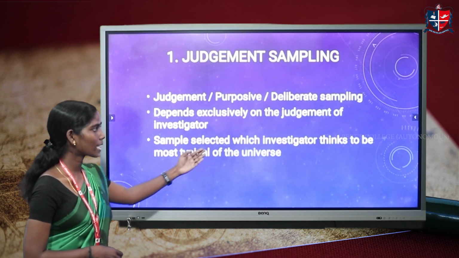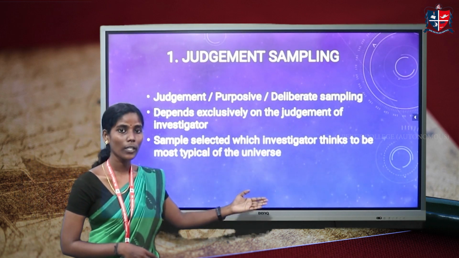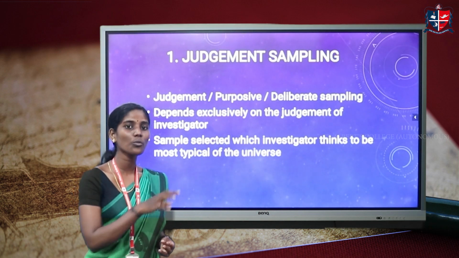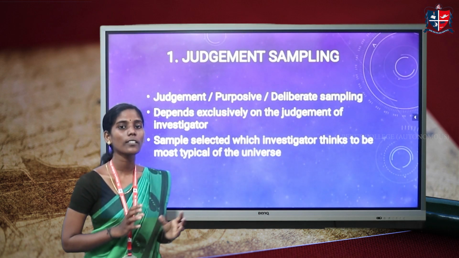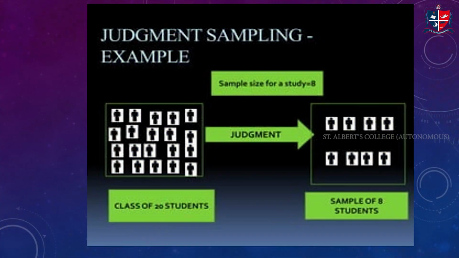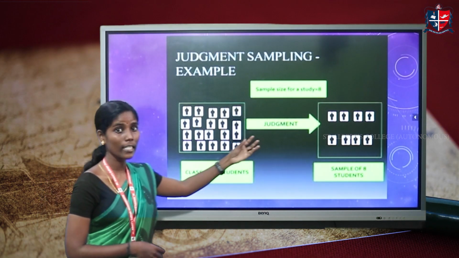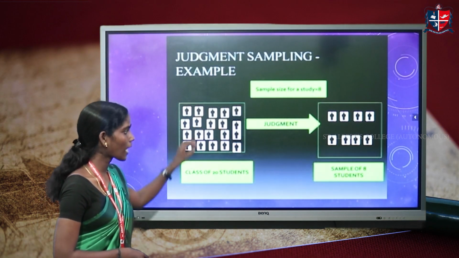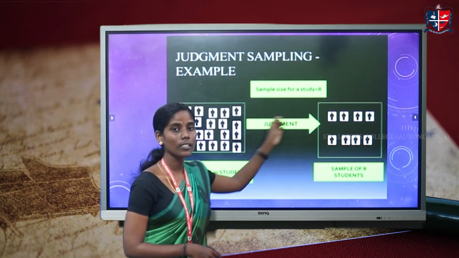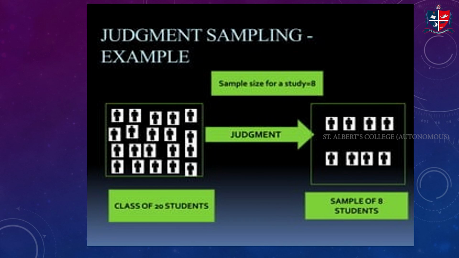So a sample selected which the investigator thinks to be most typical of the universe. Okay, here the researcher selects those units which are suitable for his study. So purposefully he selects some units as his sample. Let's see, here a population is given. He purposefully, making a judgment regarding this population, selects some students or some units as the sample. Okay, so he purposefully takes some units as his sample.